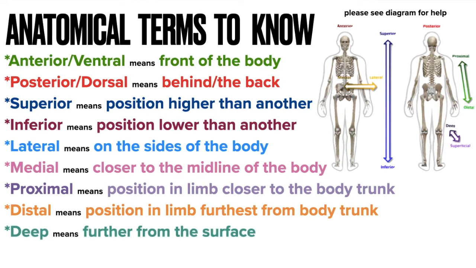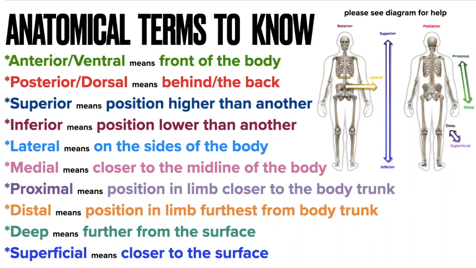Then we're going to contrast deep versus superficial. Deep refers to anything that is further from the surface. This is going to be primarily when we're talking about the layers of the skin. So the top layer of the skin is going to be more superficial. Then we have the other layers all the way down to the subcutaneous layer, or maybe the fat layer. This would be more deep as it's closer to the muscle.